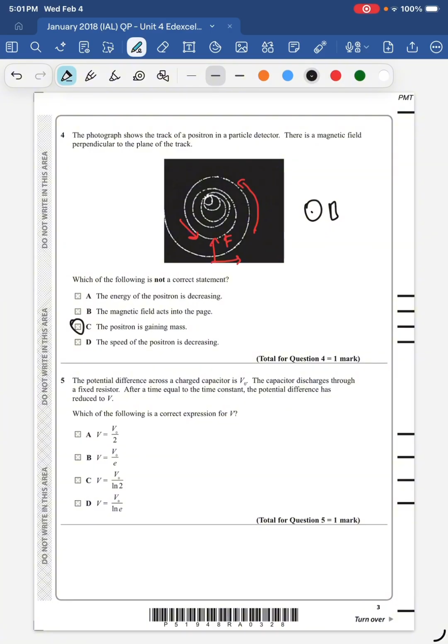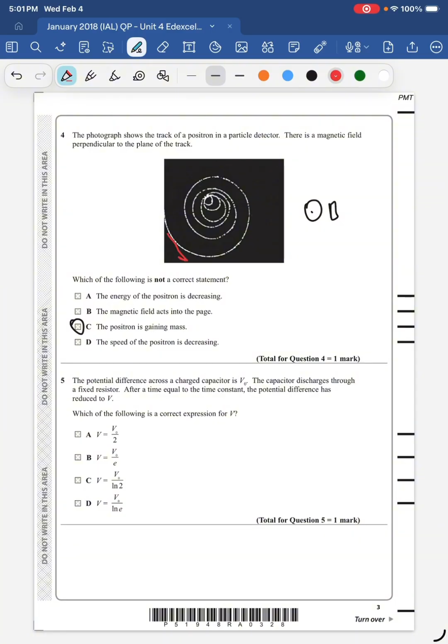The speed of the positron is decreasing. That's the case actually, right? Because as it spirals, it loses energy. So actually, if you want to be accurate, let me erase everything. So the velocity vector for circular motion is tangent to the motion, right?